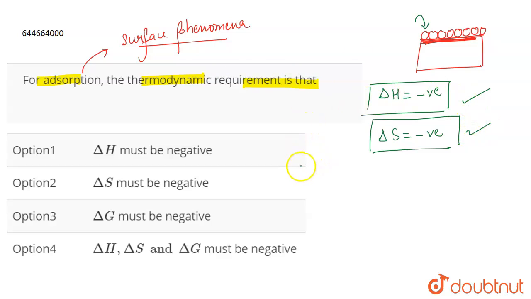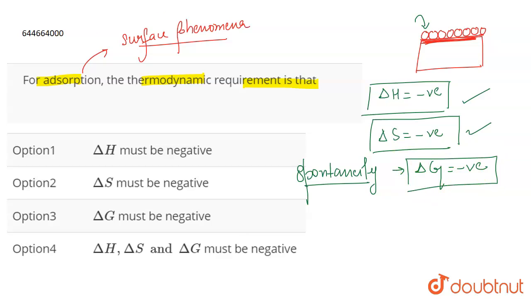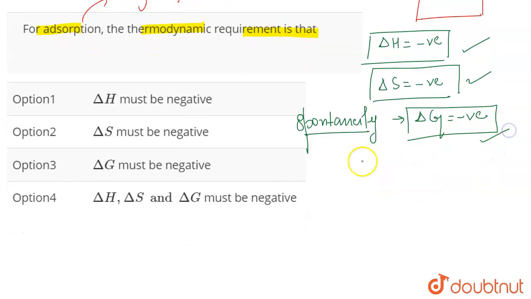Okay, and if we talk about the condition of spontaneity, adsorption is a spontaneous process, right? And for a spontaneous process, delta G should be negative, right? So we have this relationship that delta G is equal to delta H minus T delta S.